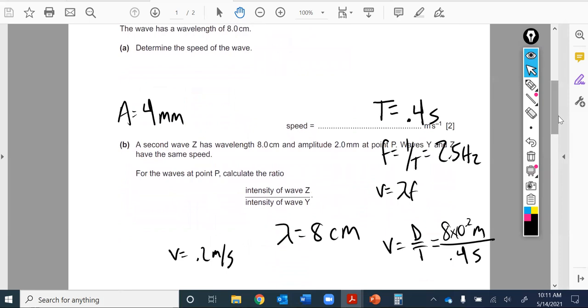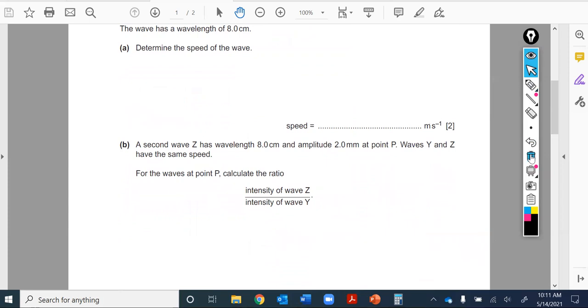It says a second wave z has wavelength 8 centimeters and amplitude 2 millimeters at point P. Waves y and z have the same speed. So they have the same wavelength, they have the same speed. We could calculate, it would have the same frequency. For the waves at point P, calculate the ratio of the intensity of wave z over the intensity of wave y. So it's the ratio of the intensity of z to the intensity of y.